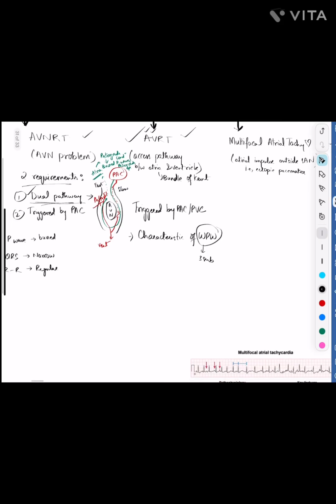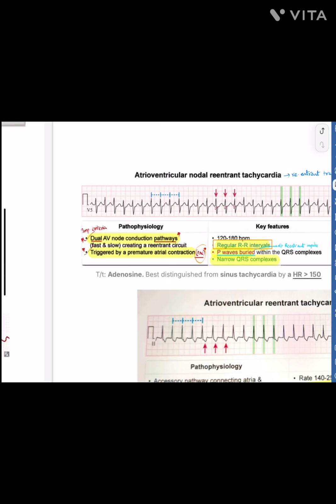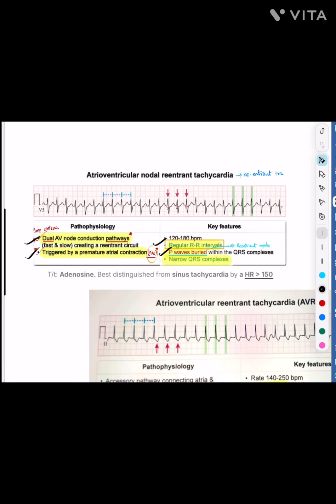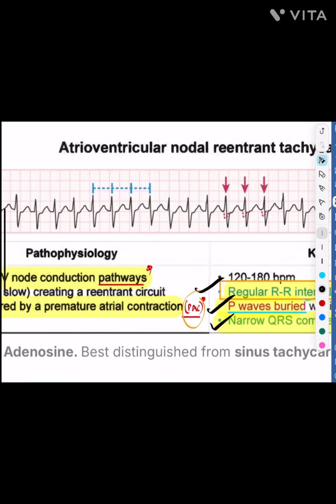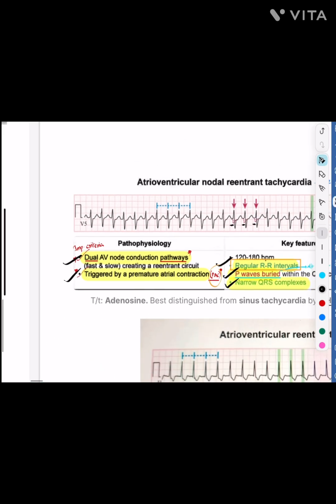If you talk about the P, QRS and RR, so you have retrograde P wave, QRS is narrow and RR is regular. You can see for AVNRT you should have a dual pathway and it should be triggered by a PAC. So regular RR, buried P wave and narrow QRS. These are the characteristic features. And if you see here there's QRS and T, you can't see any P waves here. It's showing you how the P waves are buried over here, inverted P wave.